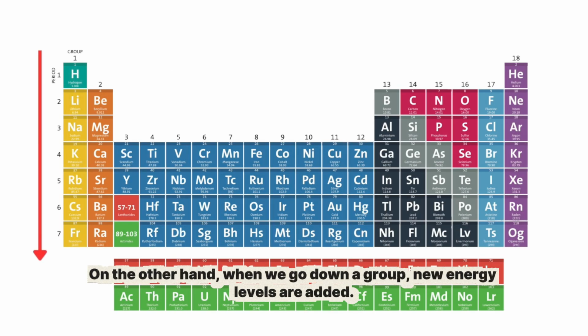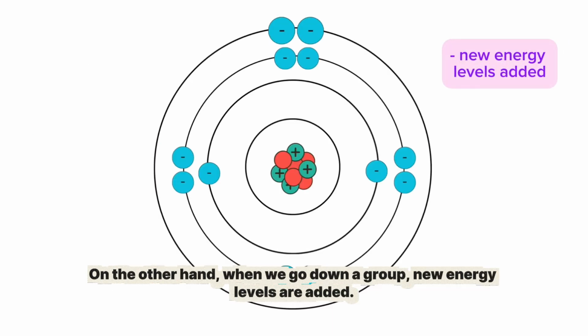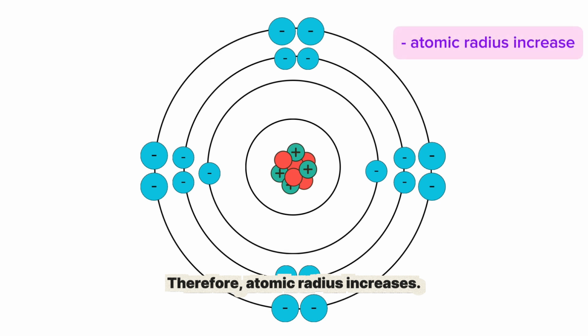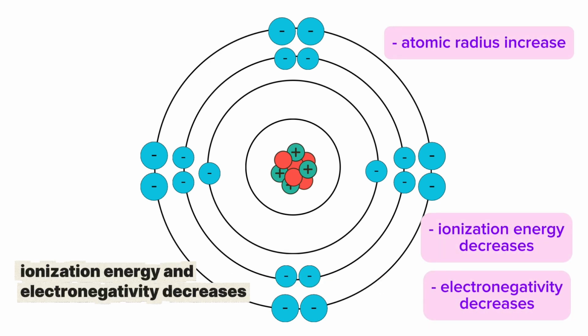On the other hand, when we go down the group, new energy levels are added. This increases the distance between the nucleus and the outer electrons. Therefore, atomic radius increases, and because the electrons are further away, ionization energy and electronegativity decrease.